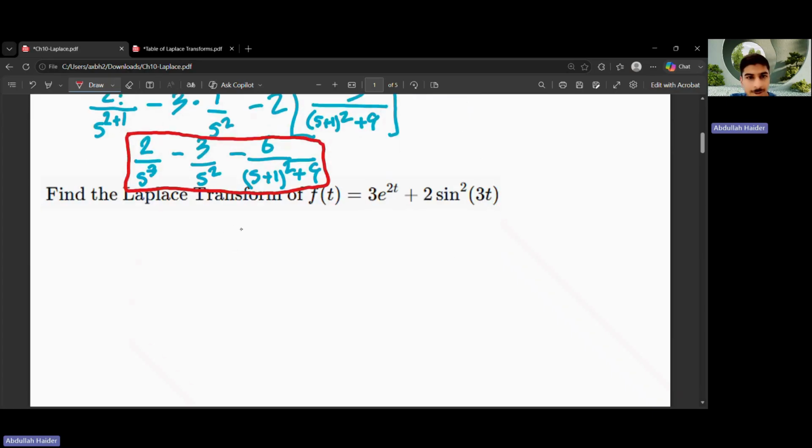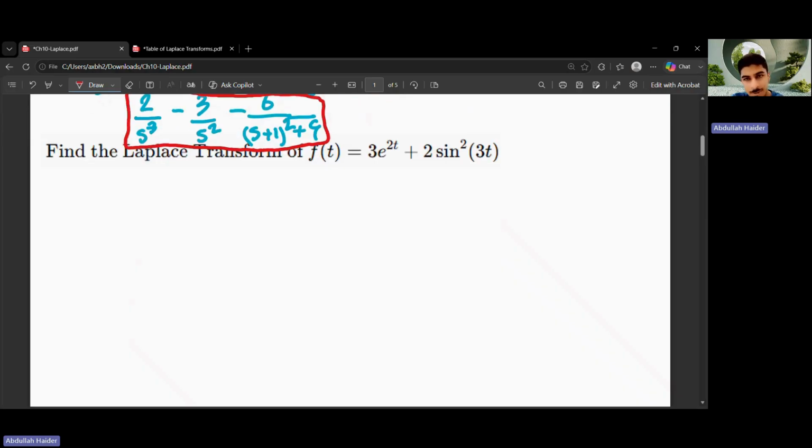Now we want to find the Laplace transform of 3e power 2t plus 2 sine square 3t. Same idea. You will be finding the Laplace of 3, Laplace of e power 2t plus 2, the Laplace of sine square 3t.